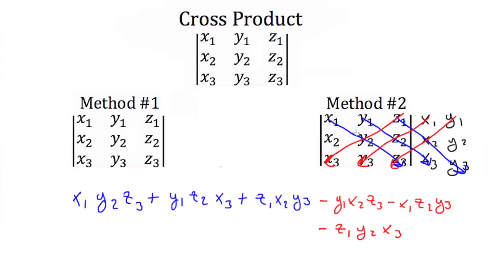So whenever you're going to the left and down on these diagonals, you subtract your product. And whenever you're going to the right and down, you add your product. All 6 of these terms together will get you the same answer as method 1. Now, you don't have to memorize both methods. You can use one or the other. Again, they'll both give you the same answer.